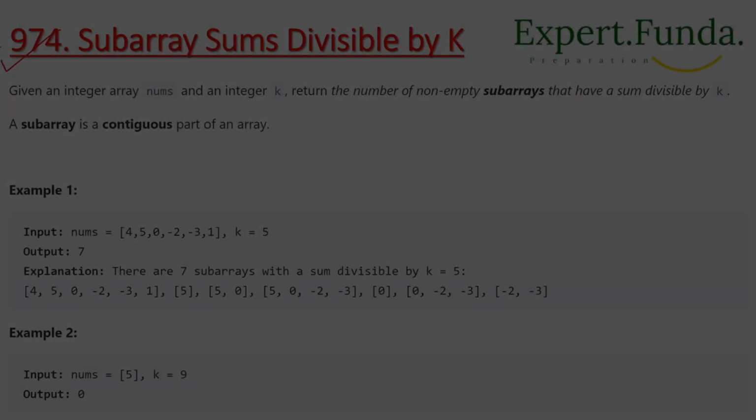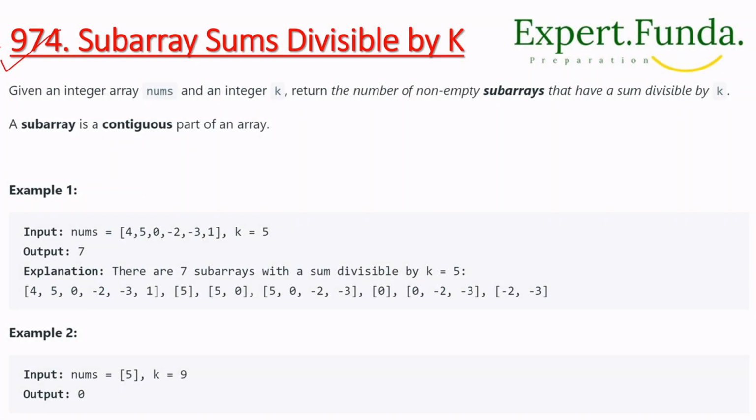The question is 974, and this is subarray sums divisible by k. It means we have to find the subarray and then we have to define k. Okay, then we have to check the divisibility by k. So let's understand the question.